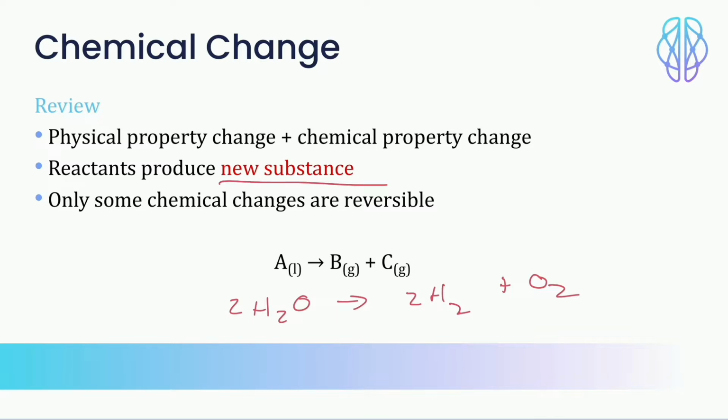Now, as I said before, we have a physical property change. It doesn't have to happen, but it can. But a chemical change has to happen for it to be notated as a chemical change. Now, in comparison to our physical change, only some of our chemical changes are reversible. So what I mean by reversible is, as we said before, it can go back to the beginning. And this is what we're going to discuss now.